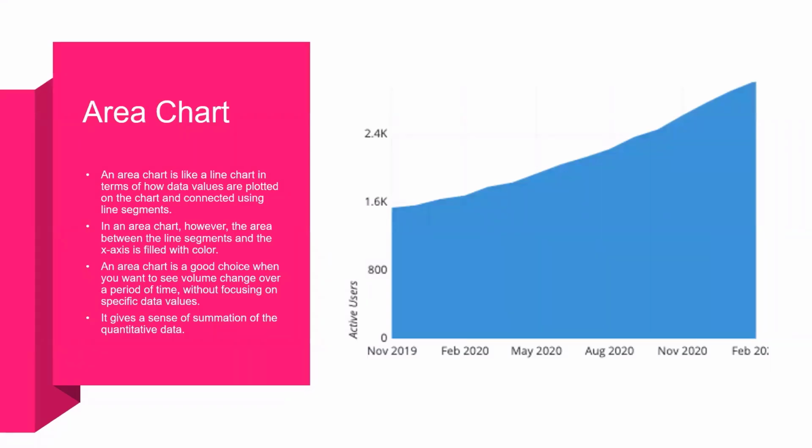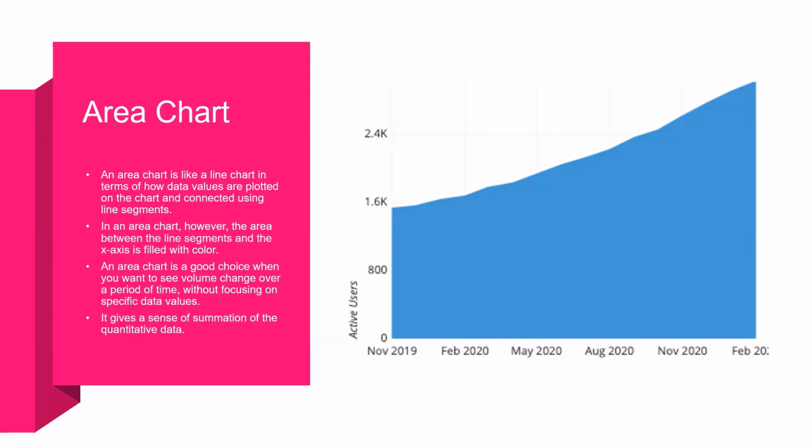So what is an area chart? As you can see here, an area chart is actually a line chart. You can see this line. If you remember what was there in a line chart, you can understand just by looking at it. So it's a line chart in terms of how data values are plotted on this chart. And these points or values are connected using several line segments. In an area chart, however, the area between the line segments and the plotted points is filled with color.